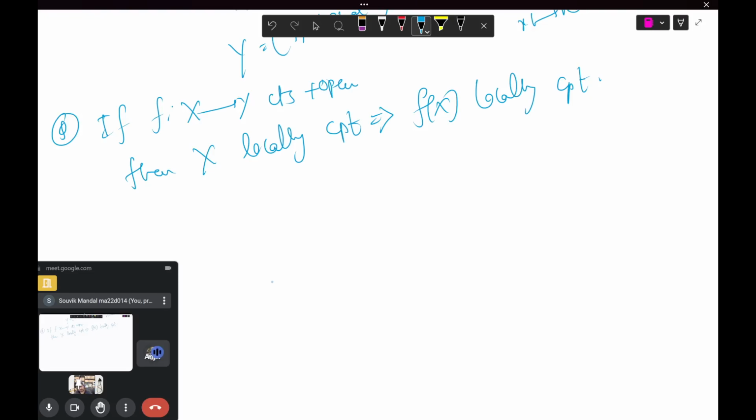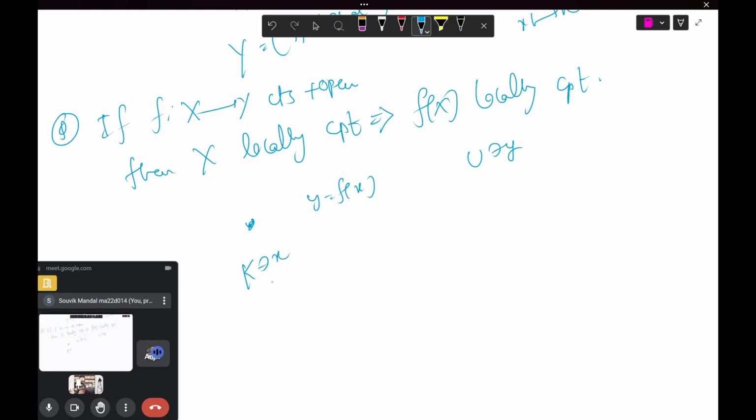If we take a point y, where f(x) = y, and V_y is a neighborhood open set around y. Since the map is continuous, the inverse image of V_y is an open set containing the point x, and x is locally compact. So we find a compact neighborhood around x.